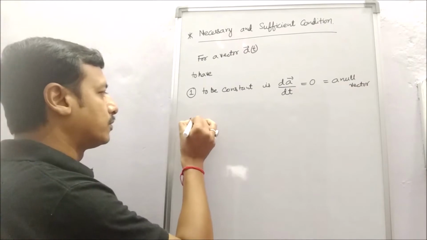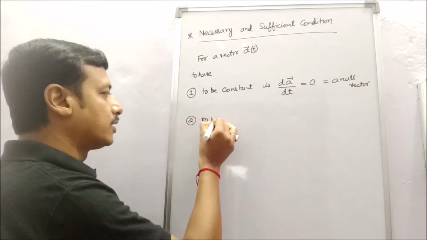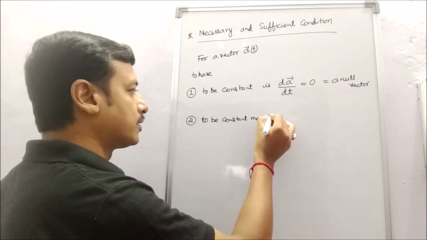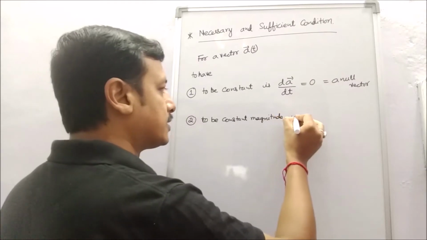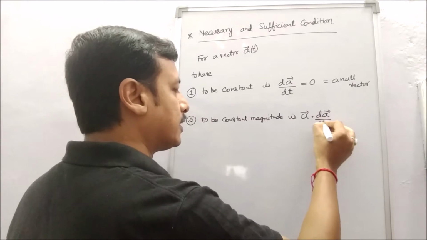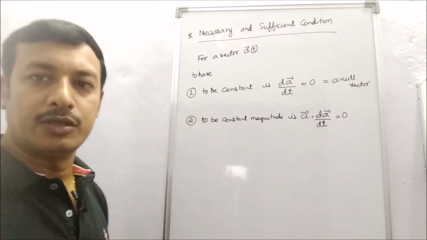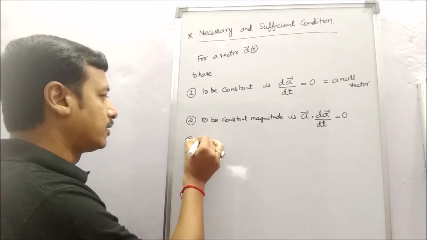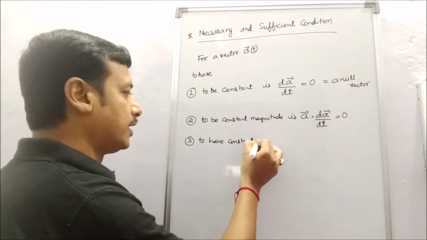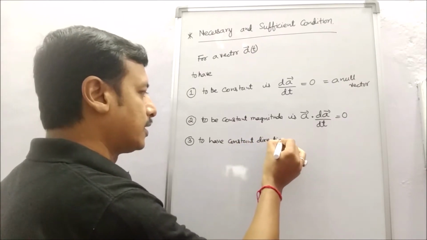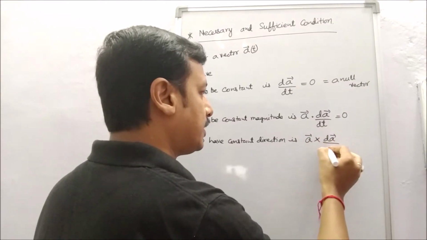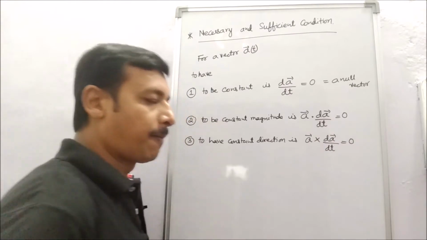Number two, to be of constant magnitude is A dot dA by dt is equal to 0. And number three, to have constant direction is A cross dA by dt is equal to 0.